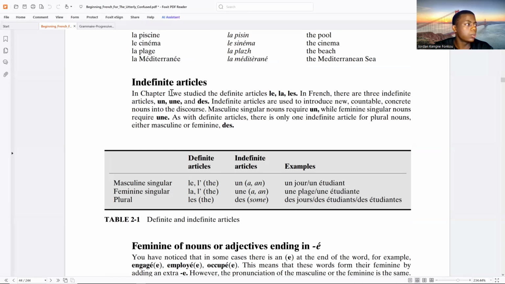It says in chapter 1, we studied the definite articles, which we already did: le, la, les in French. There are three indefinite articles: un, une, and des. Indefinite articles are used to introduce new countable concrete nouns into the discourse. Masculine singular nouns require un, while feminine nouns require une, as with definite articles. There is only one indefinite article for the plural nouns, either masculine or feminine: des.